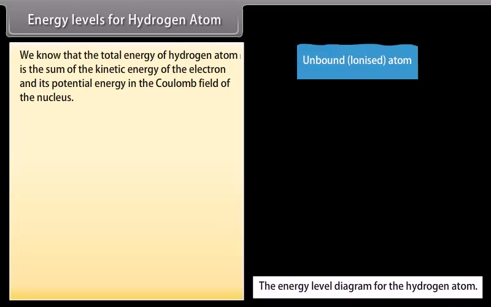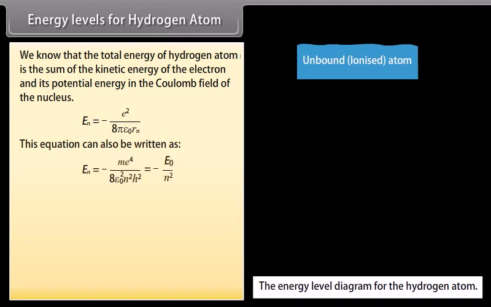Energy levels for the hydrogen atom. We know that the total energy of the hydrogen atom is the sum of the kinetic energy of the electron and its potential energy in the Coulomb field of the nucleus. En equals minus e squared upon 8 pi epsilon naught Rn. This equation can also be written as En equals minus m e raised to the power 4 divided by 8 epsilon naught squared n squared h squared, where E naught is equal to m e raised to the power 4 divided by 8 epsilon naught squared h squared.